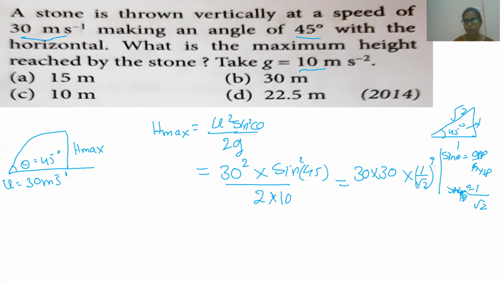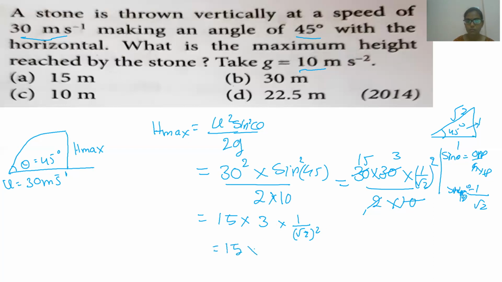Since the square is there, put the square, divided by 2 into 10. So simplify: 10 ones are 10, 10 threes are 30, 2 ones are 2, 2 15s are 30. So write the remaining factors: 15 into 3 into 1 by root 2 whole square. Since 1 square is 1 only and root 2 square is 2, we get to simplify. See here, what will it become? 15 into 3 into 1 by root 2 square will cancel, it became just 1 by 2.